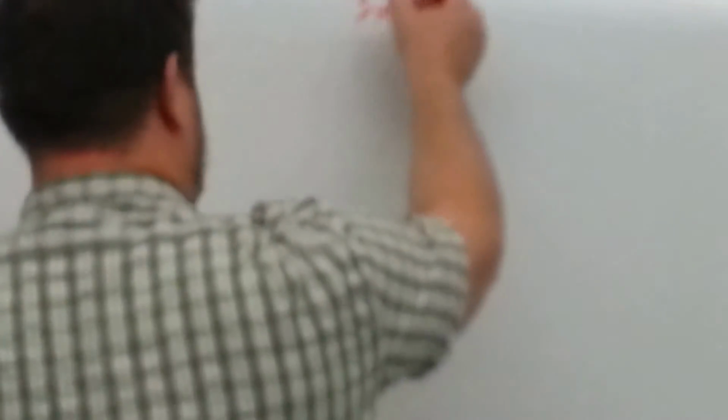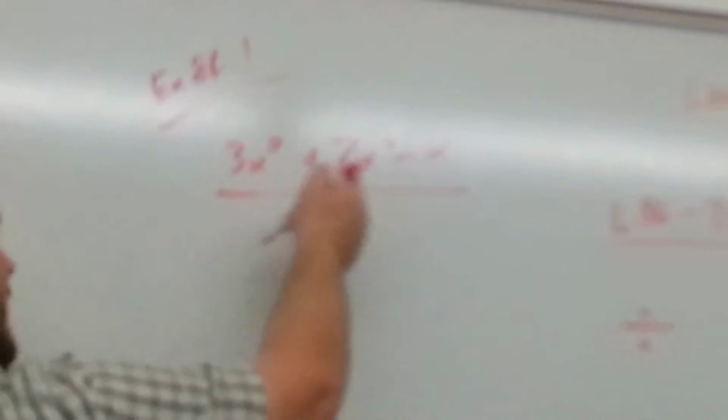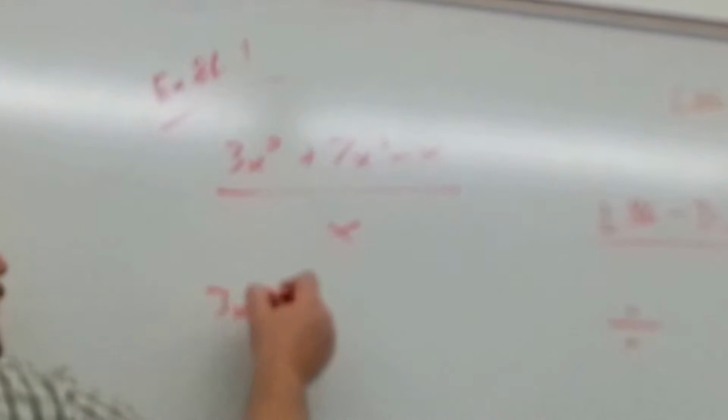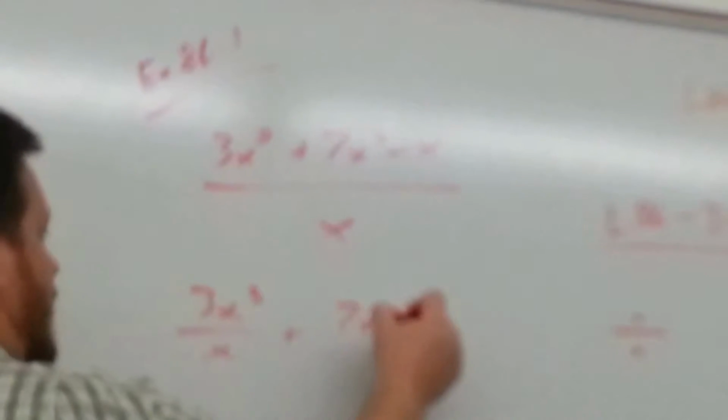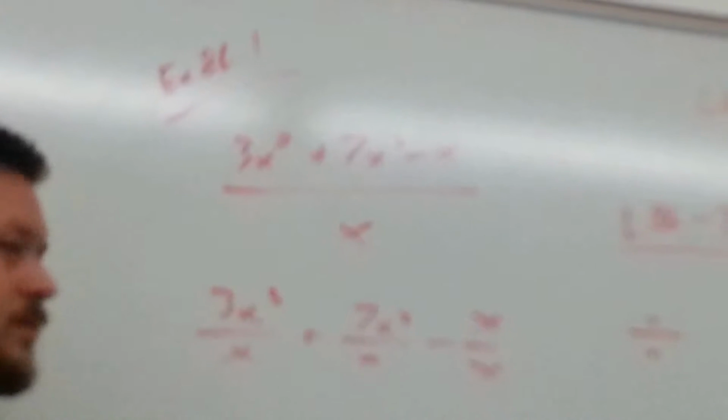This is example 86.1. Let's say we've got 3x cubed plus 7x squared minus x, and I want to divide that by x. I could write it like this, which would be the same thing, which is another way of saying I need to divide everything by x. So I could write it this way. With me still? All right, so that would be 3x squared plus 7x minus 1.